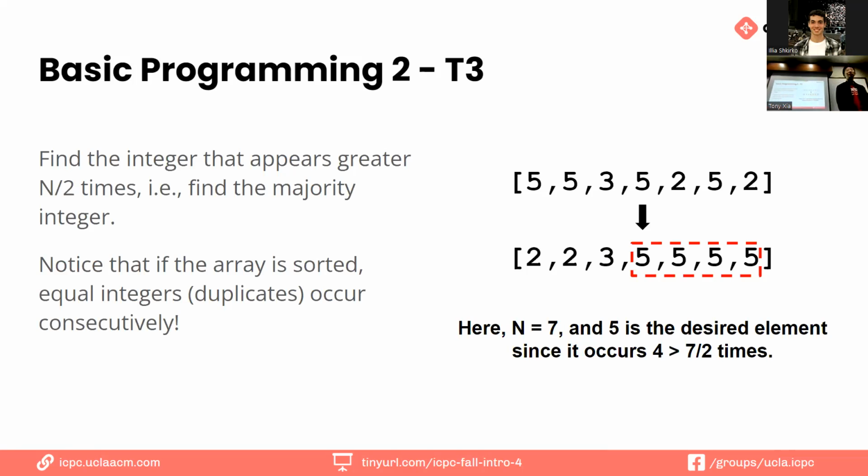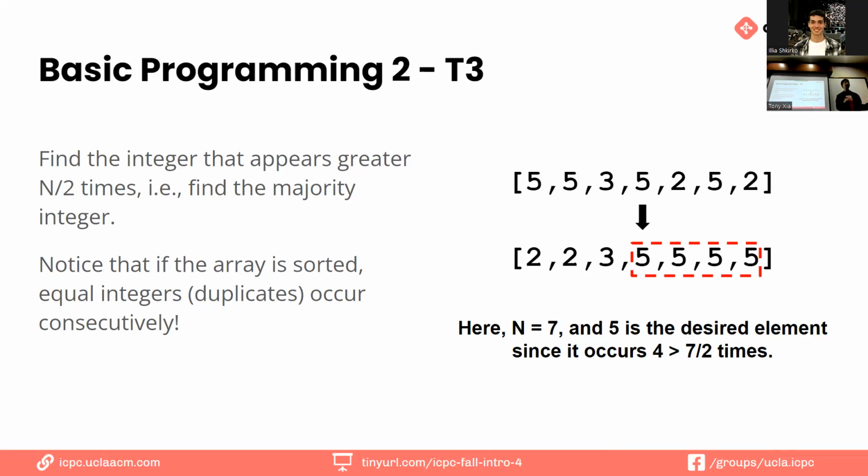Now, we know how to find duplicates. Do we know how to find the majority element of the array? Say if you have an array, the majority element is defined as an element that appears more than half of the time. So, for example, in this example, you have an array of length 7, the majority element would have to appear more than 4 times, more like at least 4 times to be considered the majority element.